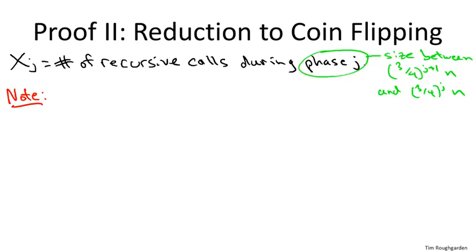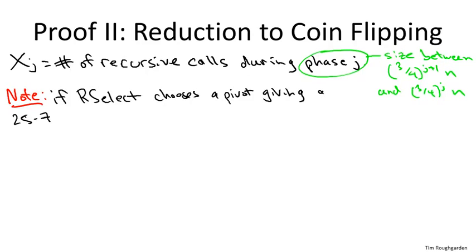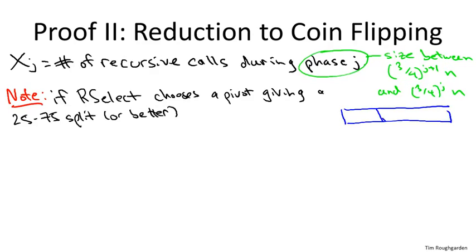So what I want to do next is point out that a very simple sufficient condition guarantees that we'll proceed from a given phase on to the next phase. So it's a condition guaranteeing termination of the current phase. And it's an event that we've discussed in previous videos, namely that the pivot that we choose gives a reasonably balanced split, 25-75 or better. So recall how partitioning works. We choose a pivot P. It winds up wherever it winds up, and the stuff to the left of it is less than P. The stuff to the right of it is bigger than P.